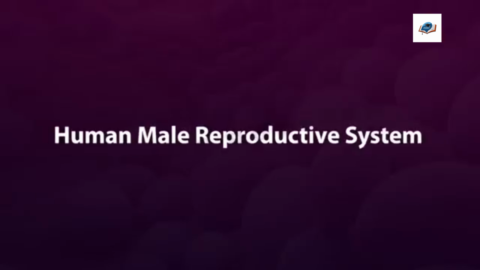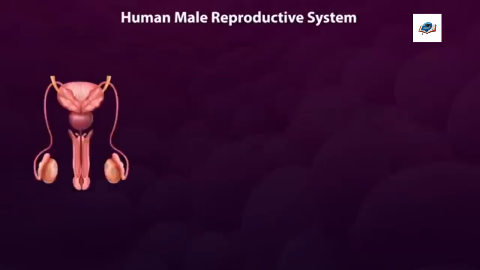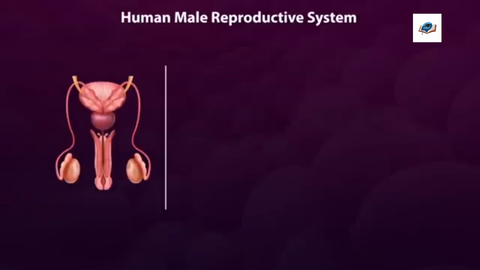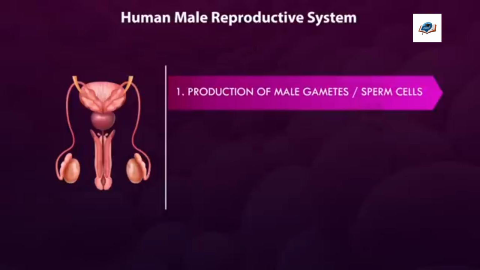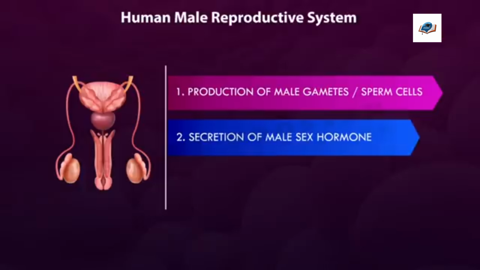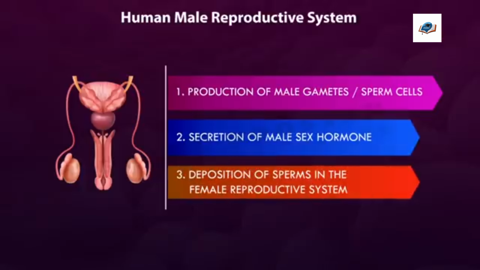Human male reproductive system. The human male reproductive system performs three important functions. 1. Production of male gametes or sperm cells. 2. Secretion of male sex hormone, that is testosterone. 3. Deposition of gametes in the female reproductive system.